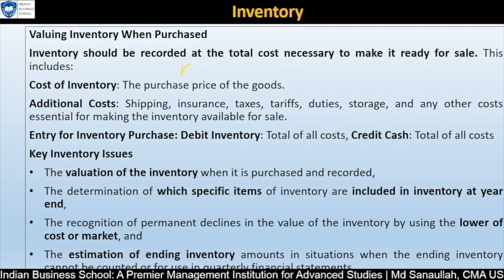When you purchase a particular inventory, there must be some price. So that price must be the total cost. This cost should include your shipping cost, insurance cost, taxes, tariff, duty, storage, all the costs relevant or related to your inventory. So if you club all costs, then the total value will be considered as your inventory value. Okay, I hope it is clear to you.